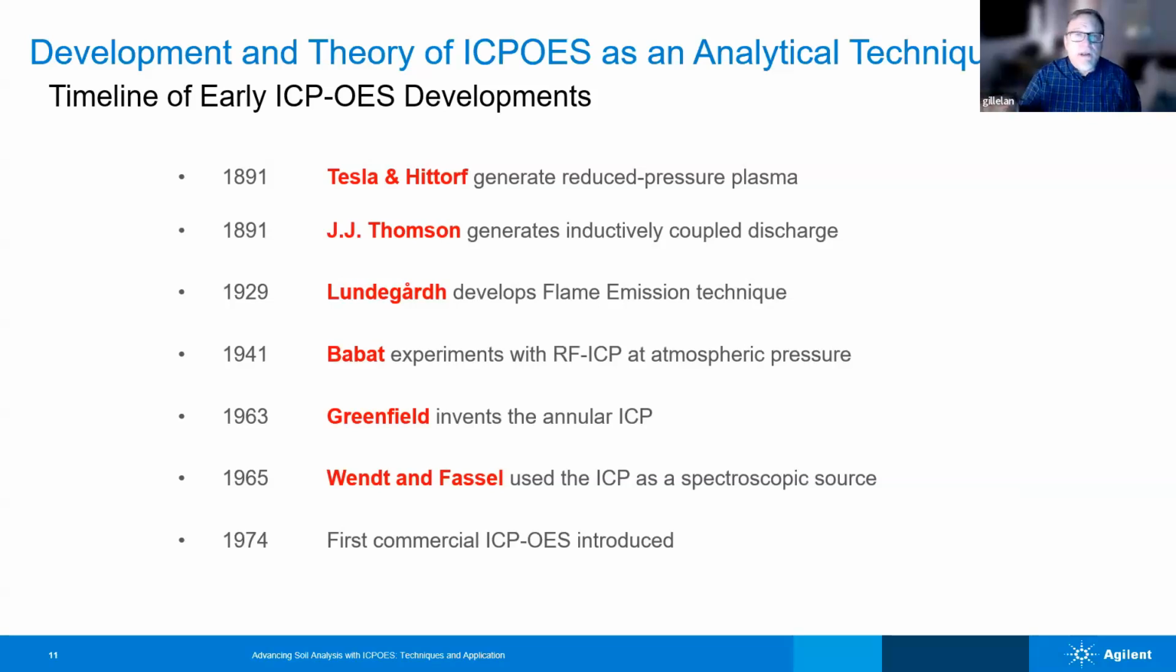But Tesla worked on it in the 1890s. J.J. Thomson and Lundegaard did some work on flame emission and inductively coupled discharge. Babat experimented with radio frequency ICP in 1941 during the siege of Stalingrad. So that, I think, is the definition of working under pressure. I thought that was pretty impressive.